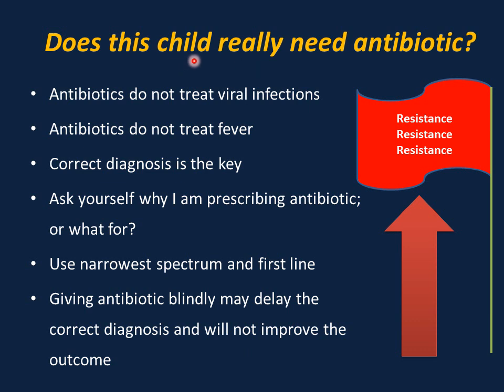Before we prescribe antibiotics to children, we need to ask ourselves why we are giving antibiotic. Does this child really need antibiotic? Antibiotics do not treat viral infections. For example, you can have a child with herpes angina, enteroviral stomatitis, roseola infantum, high fever 104, 105, even 106 Fahrenheit, and the antibiotics will do nothing to this type of infection. Actually, we may cause the child more complications with the side effect of antibiotic by itself. So no need to give antibiotics for viral infections.